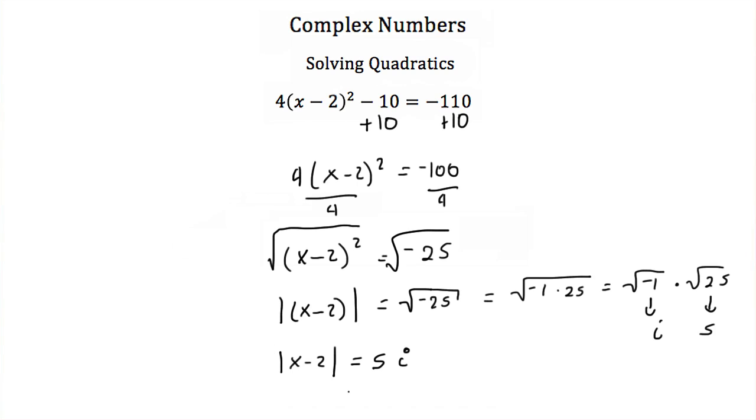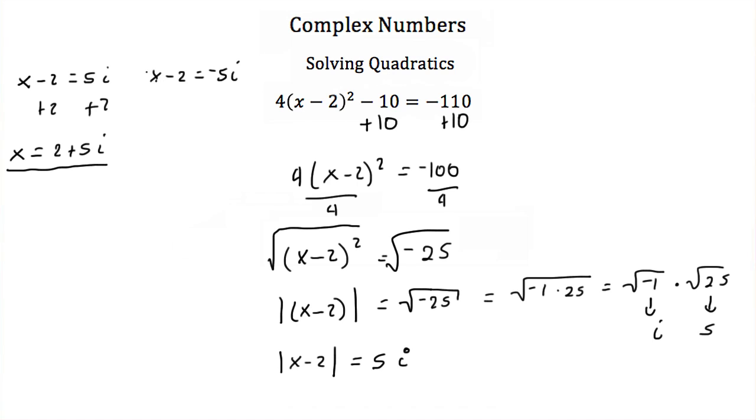Now if the absolute value of x minus 2 is equal to 5i, if we drop the absolute value, we have to consider both the positive and negative versions. So what we get is x minus 2 is equal to 5i, and x minus 2 is equal to negative 5i. Now for this first equation, we add 2 to both sides, and we'll get x is equal to 2 plus 5i. So here is one solution, or zero, for our quadratic equation.